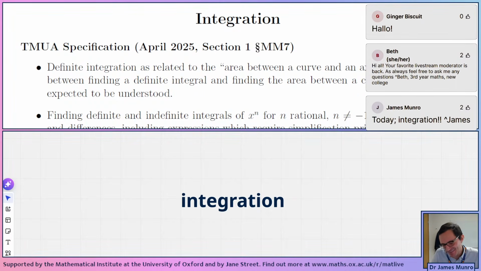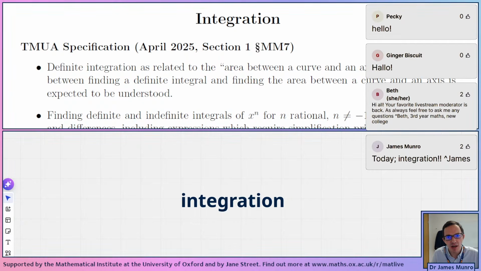So this is a MAT show broadcast from the University of Oxford, where we're looking at some maths topics. They're all drawn from the TMUA specification. That's an admissions test that Oxford is using for maths admissions and computer science admissions. And we are going to look at some past TMUA questions as well, but we're also maybe going to learn a bit about integration and maybe get ready for integration questions in other settings as well.